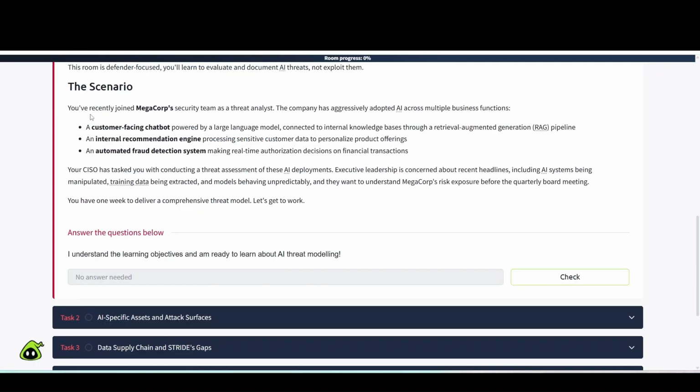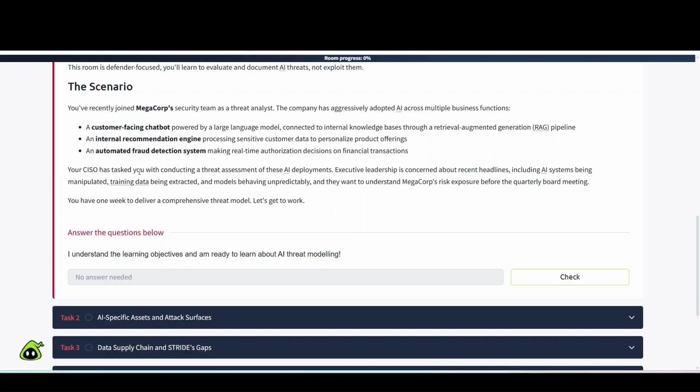The scenario: you've recently joined Megacorp's security team as a threat analyst. The company has aggressively adopted AI across multiple business functions. A customer-facing chatbot powered by a large language model connected to internal knowledge bases through a retrieval augmented generation pipeline, or RAG for short. An internal recommendation engine processing sensitive customer data to personalize product offerings, and an automated fraud detection system making real-time authorization decisions on financial transactions.